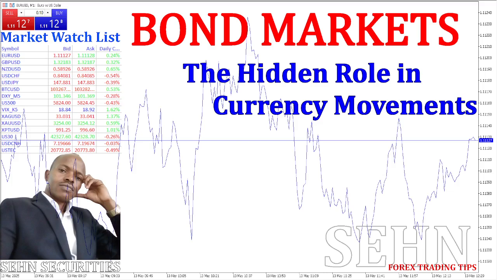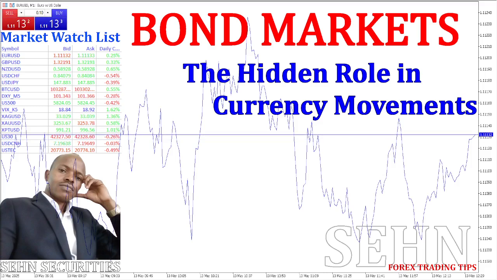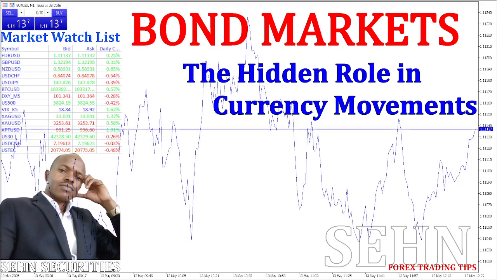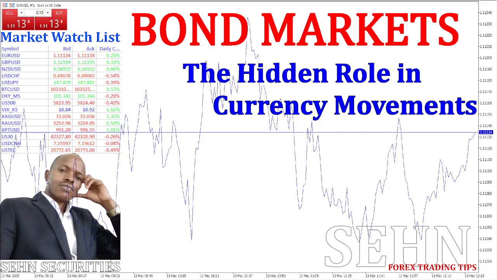Take inflation reports, employment figures, and GDP growth. All of these can cause sharp movements in bond markets, which then ripple into Forex markets. For instance, a stronger than expected US jobs report might raise expectations of Fed tightening, pushing up treasury yields and strengthening the dollar.